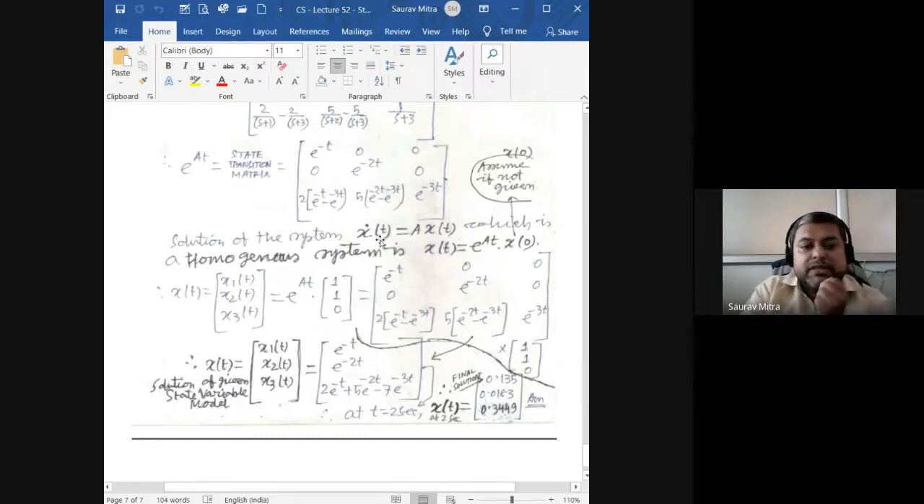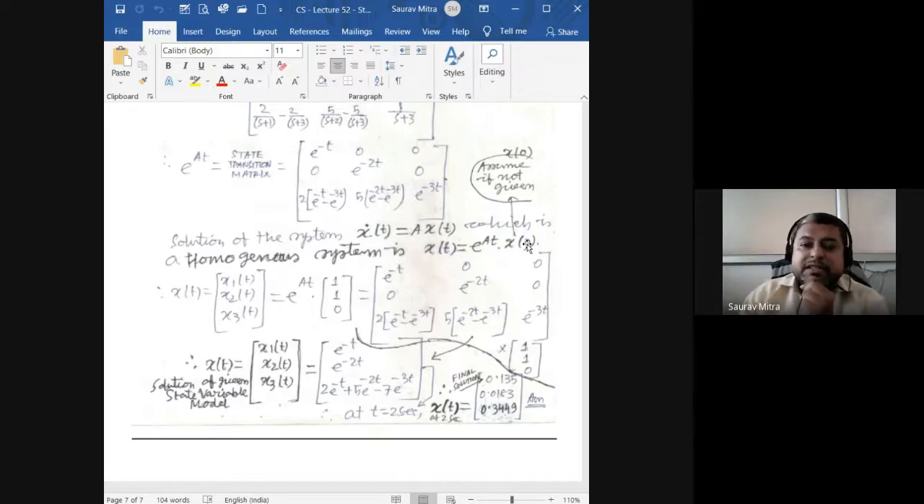So the solution of x dot t is equal to Ax t, which is a homogeneous system, is x t is equal to e raised to At into x0. For the first time I'm showing you the formula for the homogeneous system solution. So you can write it down and keep it with you, or you can check this note when it is uploaded today.